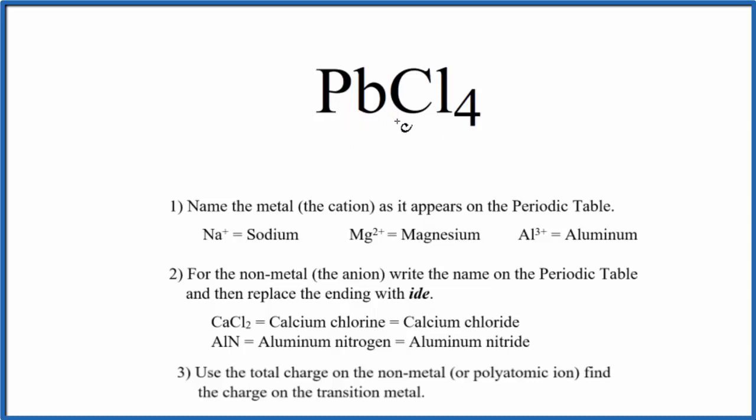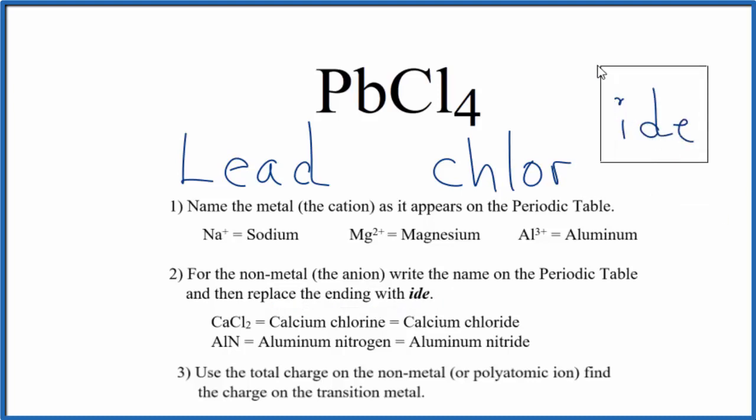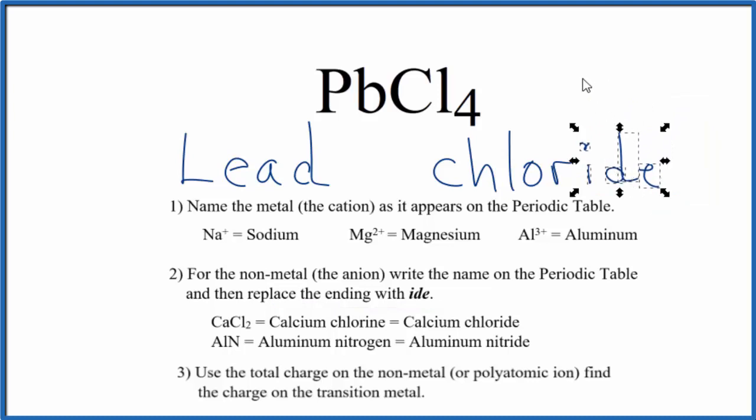So to write the name for PbCl4, we're first going to write the name of the metal. That's the Pb, and that's just lead. Next, we'll write the name for the nonmetal. We have the chlorine here, lowercase c, and we'll replace that INE with IDE. So at this point, we have the name lead chloride.